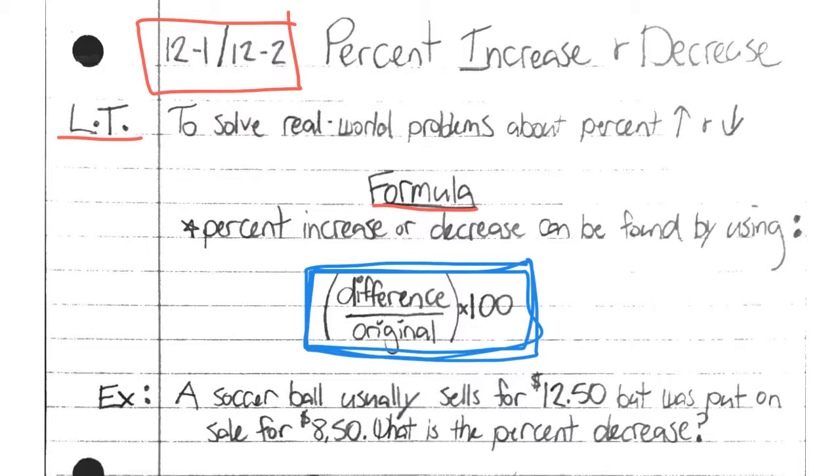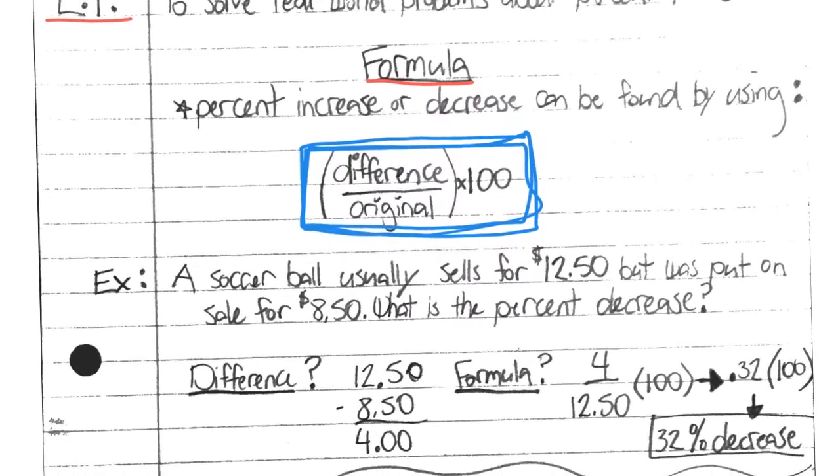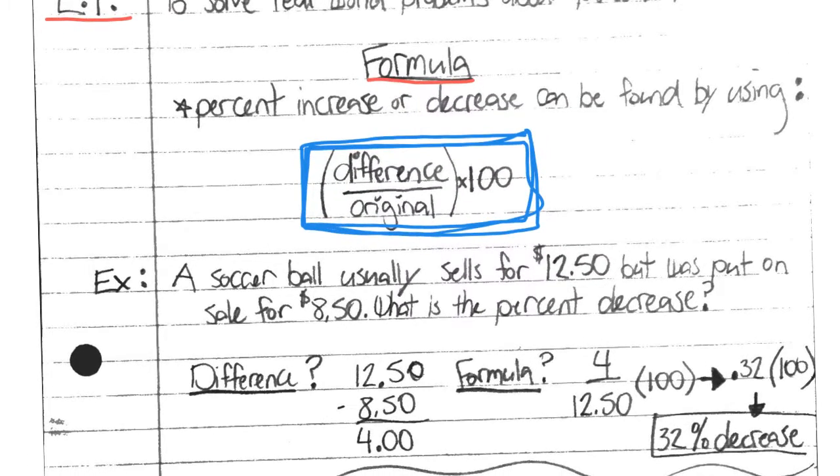So I'm going to show you through an example. I'm going to show you both formulas through an example, one each. So the one to find the percent increase or decrease. This one says a soccer ball usually sells for $12.50, but it was put on sale for $8.50. What is the percent decrease?